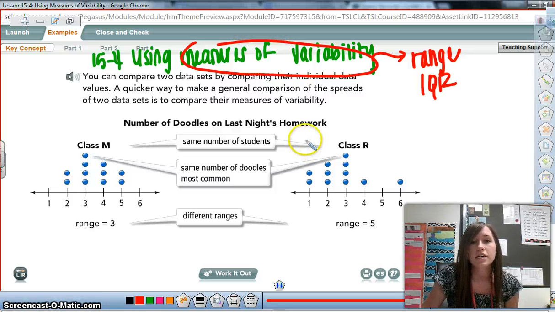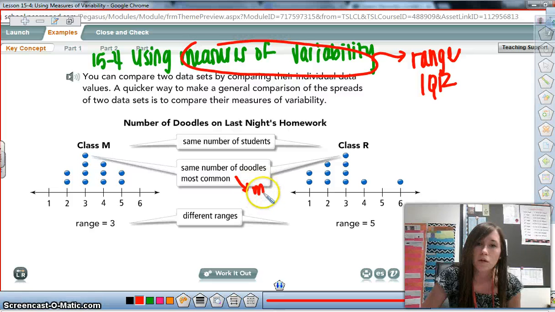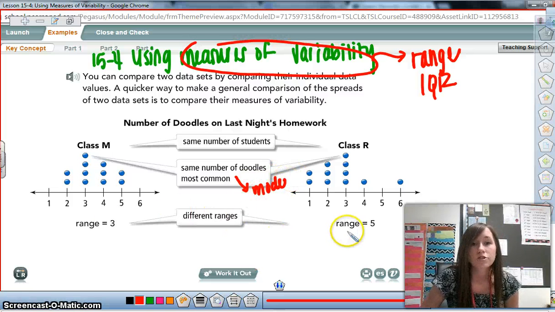So here we see that we have two classes, and this is their number of doodles on last night's homework. We have the same number of students, so you can count all the dots, and we have the same number of doodles that's most common, like 3 was most common in this class and 3 was most common in that class. That would actually be the mode. But we have different ranges.